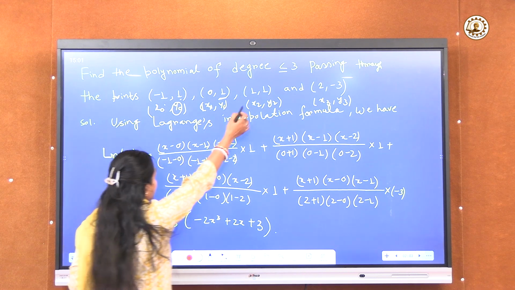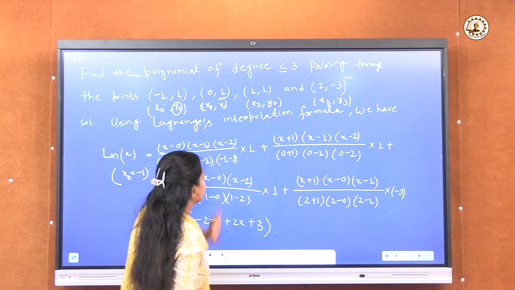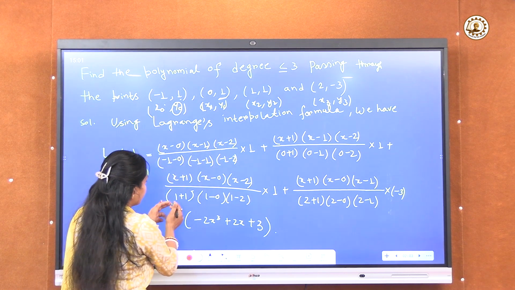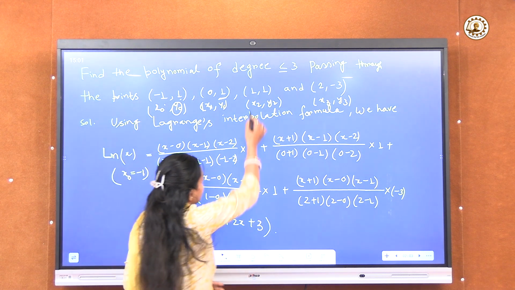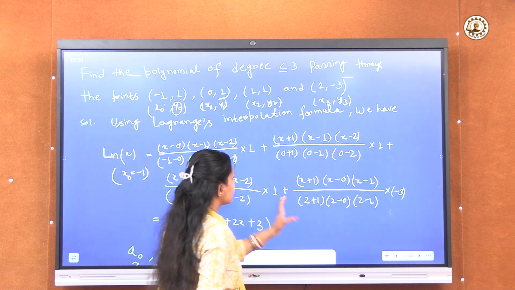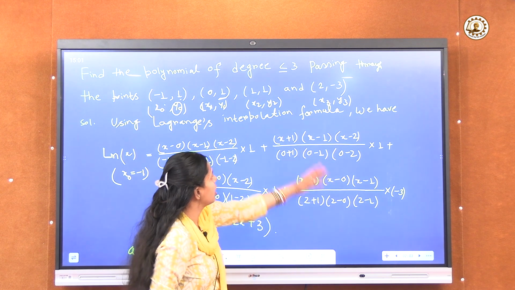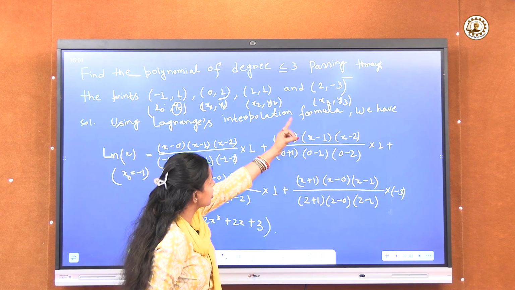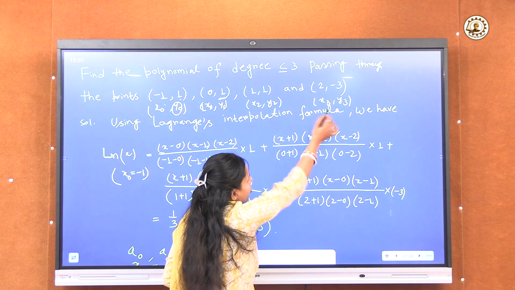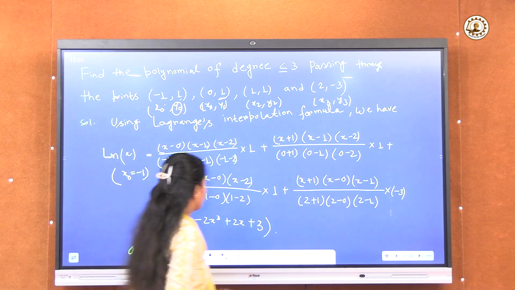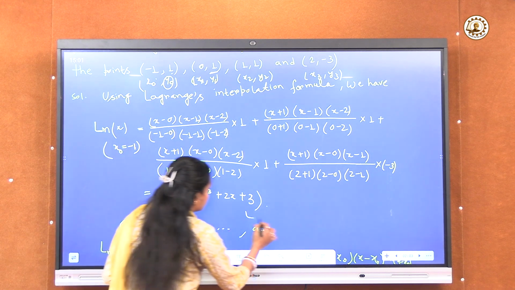The third part is (x plus 1)(x minus 0)(x minus 2), omitting the x2 portion. We divide by putting x2 equal to 1: (1 plus 1)(1 minus 0)(1 minus 2), times y2 as usual. The last portion is (x plus 1)(x minus 0)(x minus 1), and we substitute x3 equal to 2: (2 plus 1)(2 minus 0)(2 minus 1), times y3. Here y3 is given as minus 3. Solving this, we get the required interpolation polynomial.